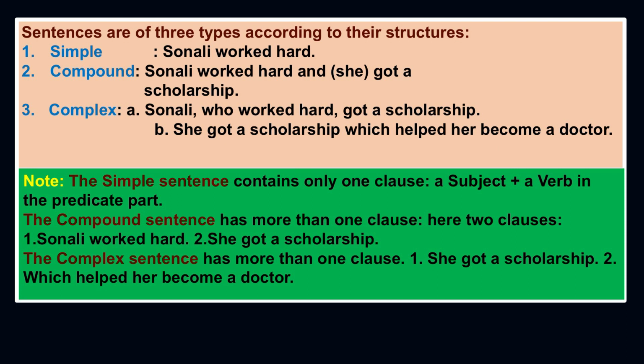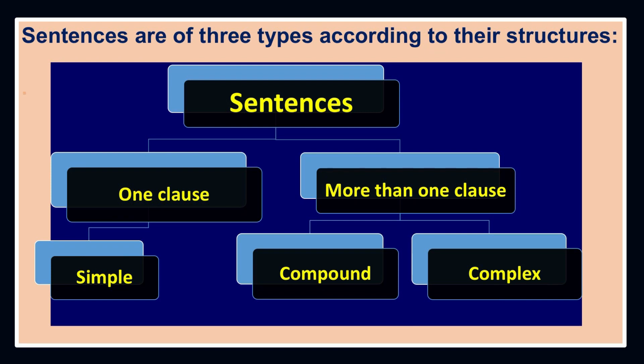We have examined the examples. Sonali worked at and got a scholarship. Sonali, who worked at, got a scholarship. She got a scholarship which helped her. All these things we have already discussed, along with simple, compound and complex sentences, and we have also analyzed this diagram of sentences.